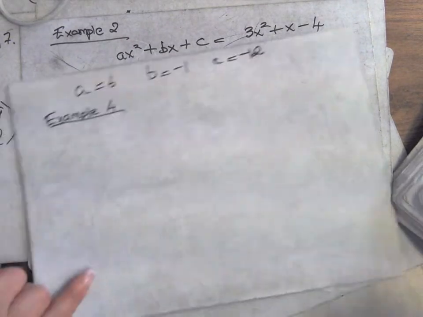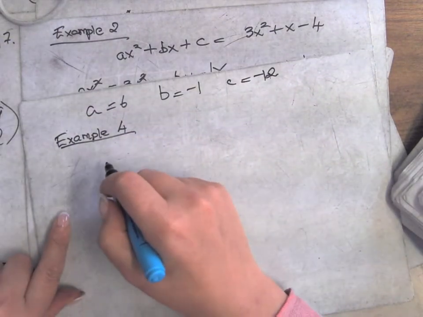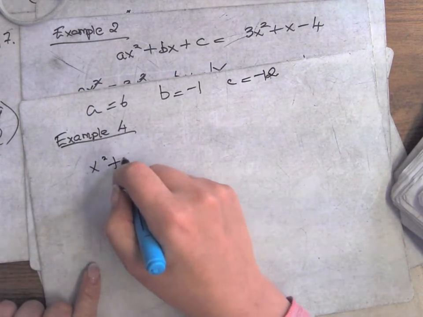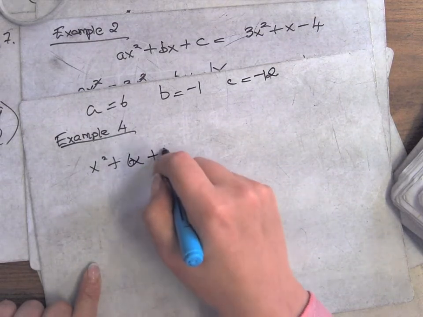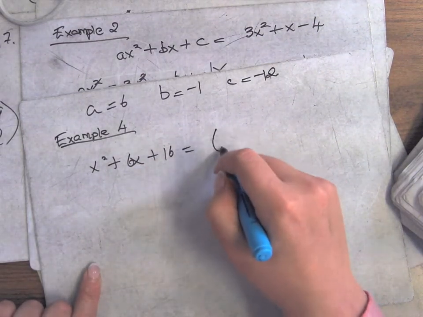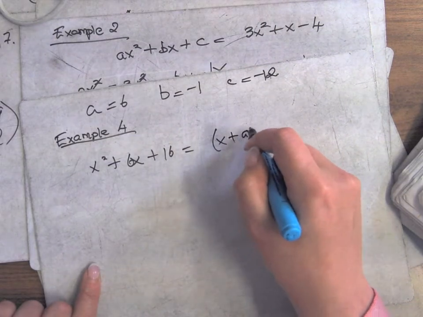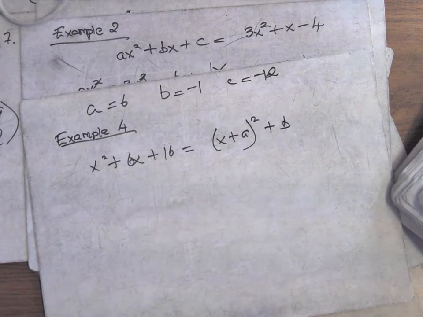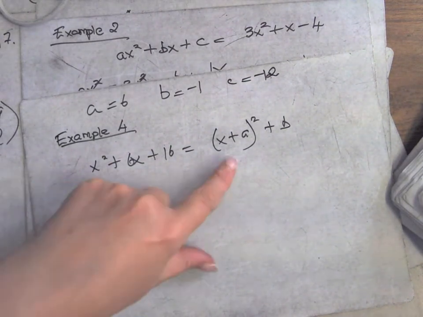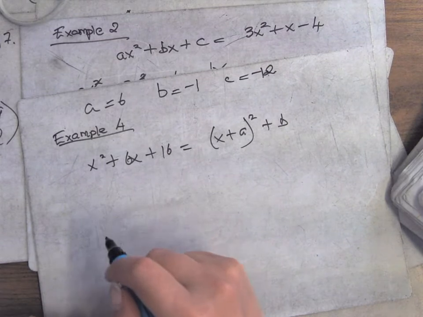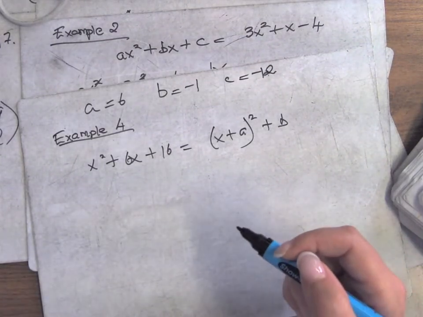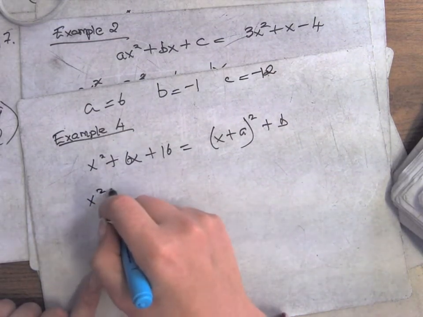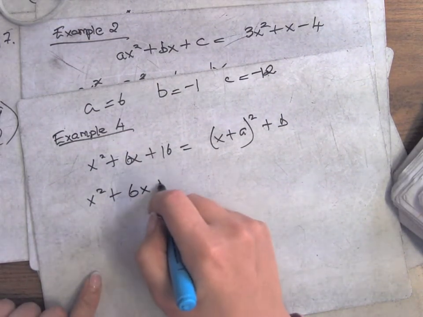Good. Right, okay, example 4. If x squared plus 6x plus 16 equals (x plus a) squared plus b, find a and b. What do I do? Multiply out on the right hand side. You can do it a few ways. You can complete the square, but we're not ready to do that yet because we haven't learned how to do it. So we're just going to multiply out the brackets.